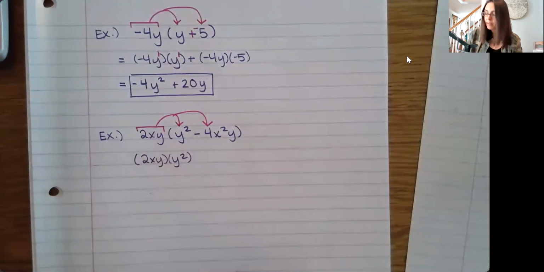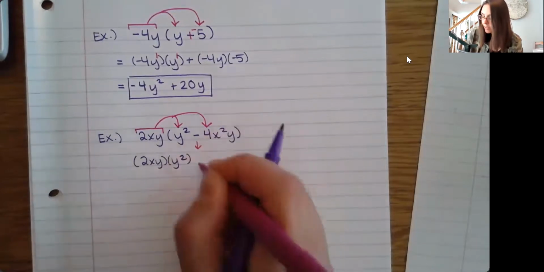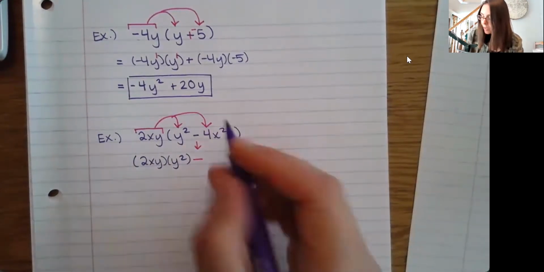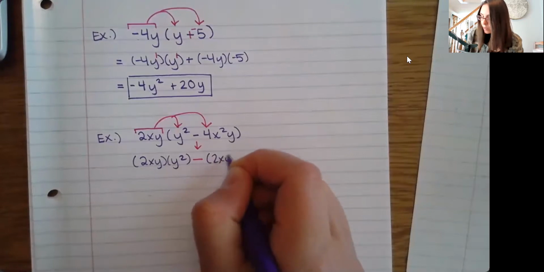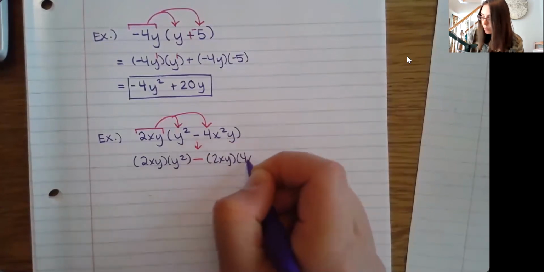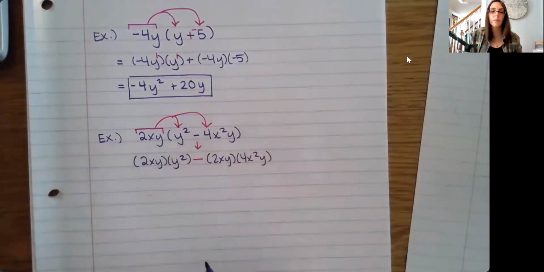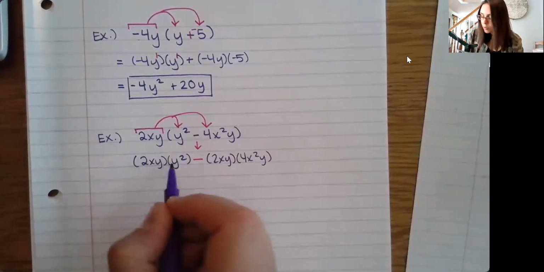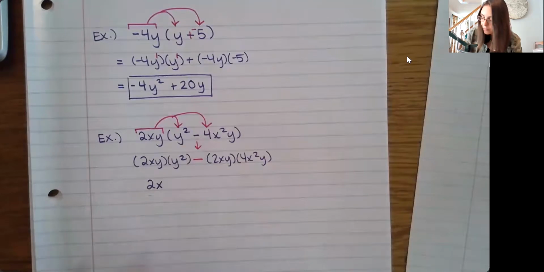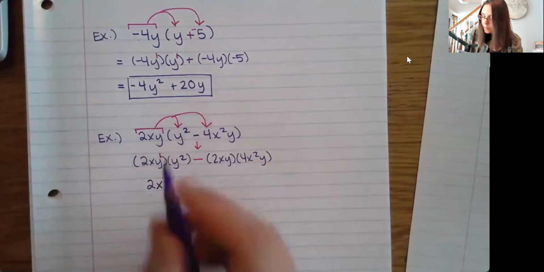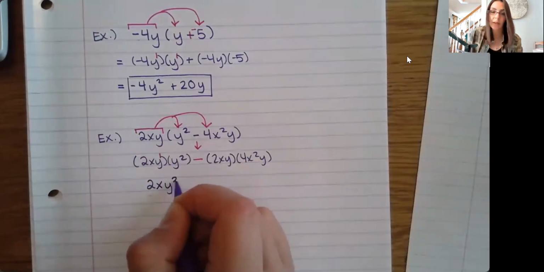I'm going to leave the subtraction sign this time so you can see how it works. So I'm just going to bring that subtraction sign right down. And then I'm going to multiply by the 2xy, and then I'll use the positive 4x squared y. So here I just have a 2 for a number. I don't have any other x's, but I have a y to the first power and a y to the second power. So adding those together, I have y to the third power.